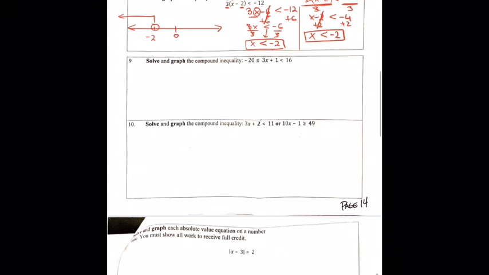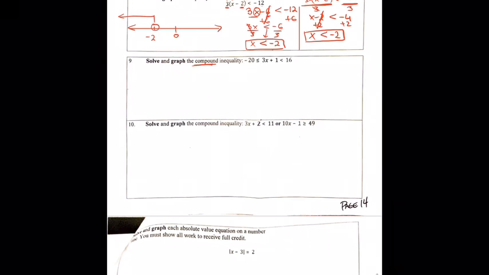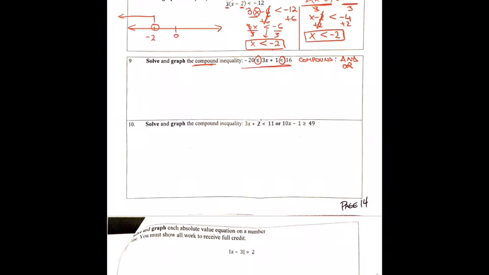Let's move on to problem number 9. And here we have a compound inequality, which means we have actually 2 inequalities in 1. Remember, whenever you have a compound inequality, you must have a connecting word. So that word is either and or. If I'm not given a connecting word, I am assuming the word is and.